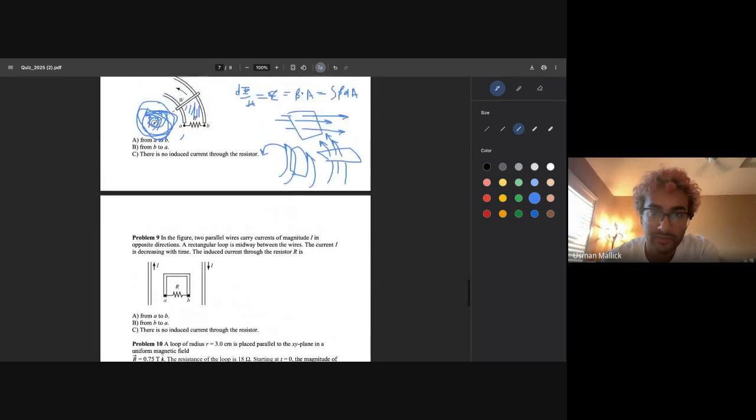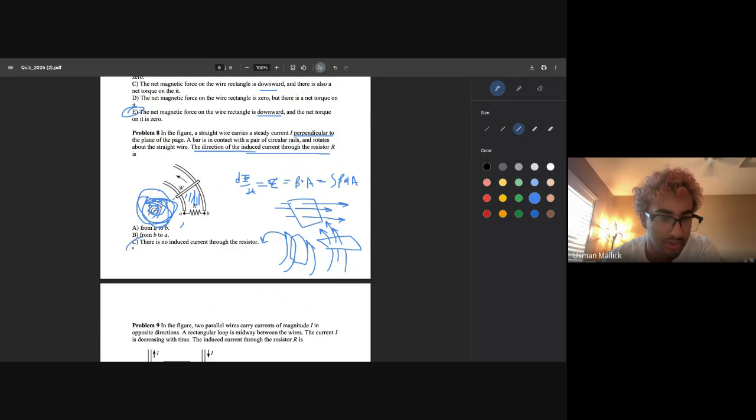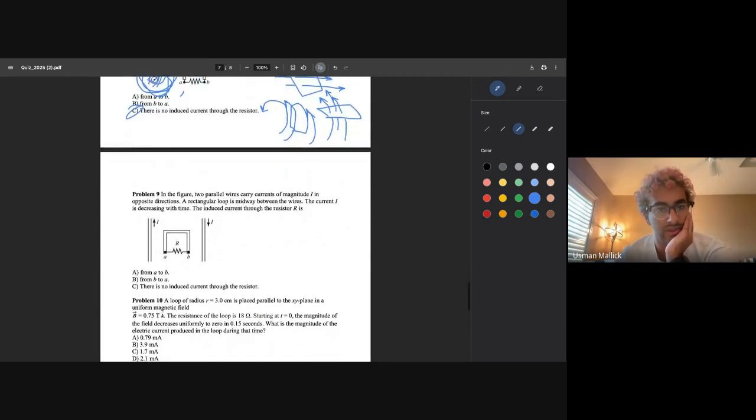All right. So this one, there is no induced current through the resistor because your B dot A, this dot product, is 0, because your cosine between these two is 90 degrees. Or as we say in the engineering world, pi halves. It's pi halves, guys. All right. So that's fine.